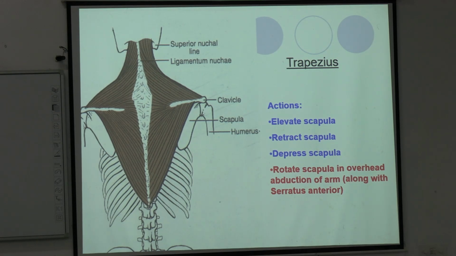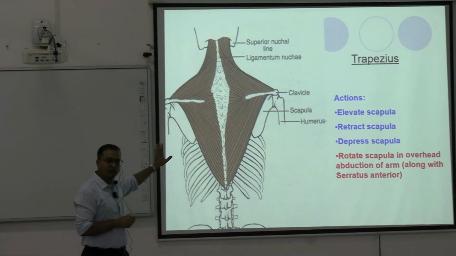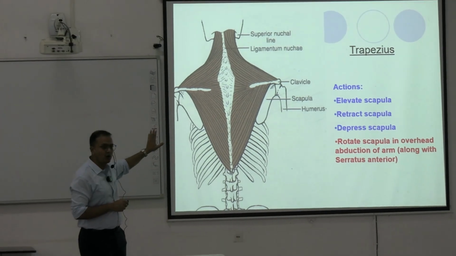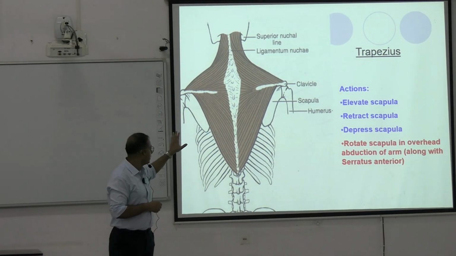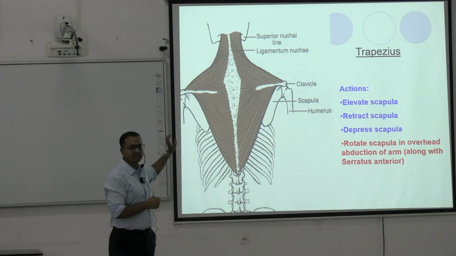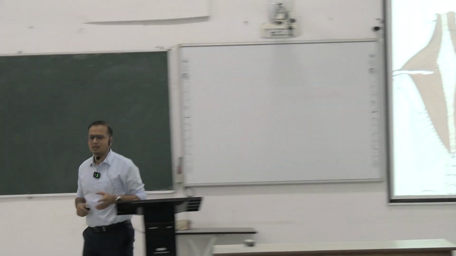So this is how it is contracting. Along with that, the middle fibers of this muscle are keeping the scapula pasted on the rib cage. So the scapula is not moving out, keeping it pasted like this. So it retracts the scapula. So it is keeping the scapula down. So these are the functions of the trapezius, how these things are working.